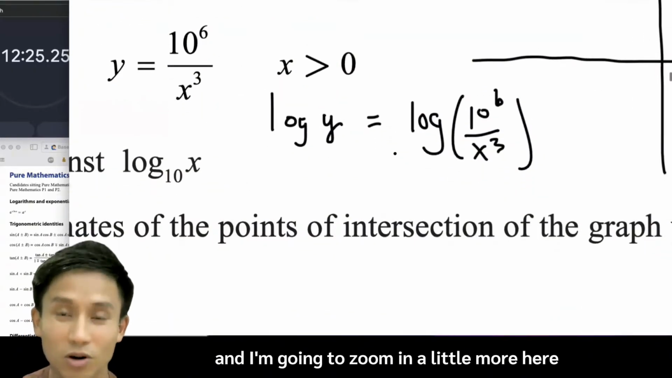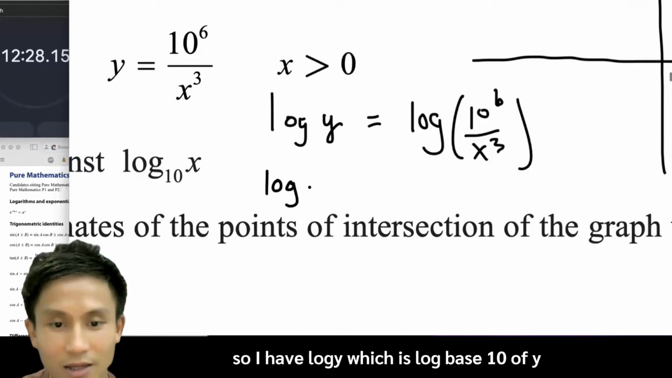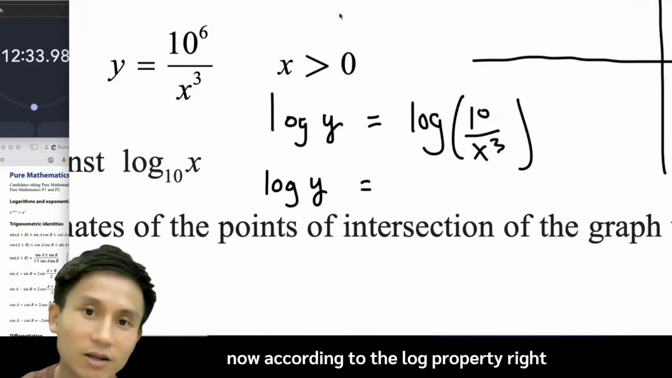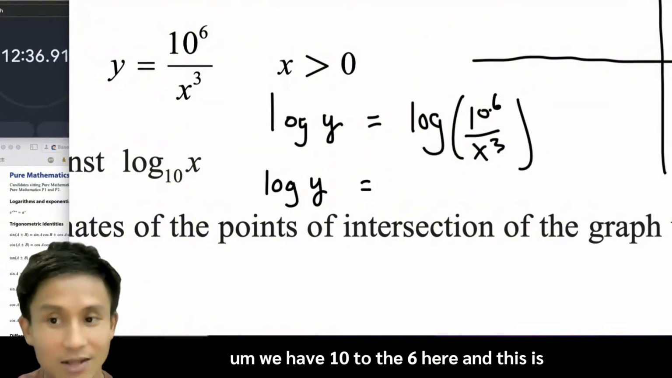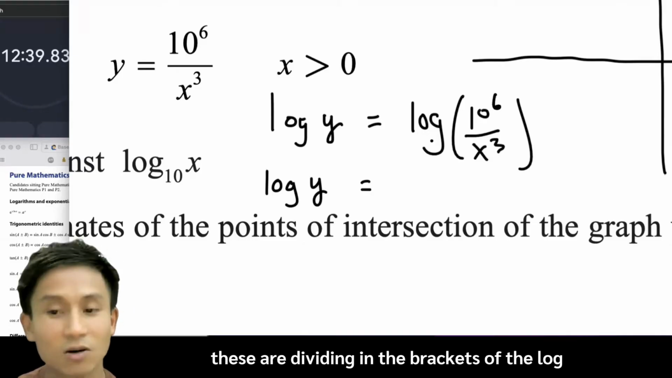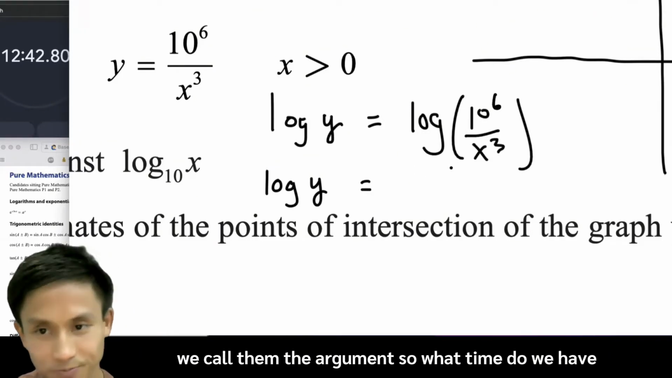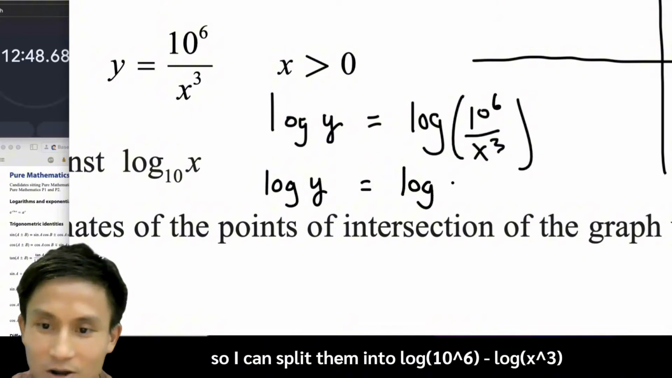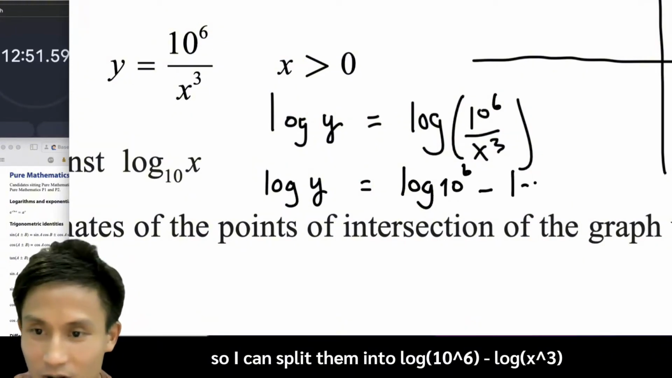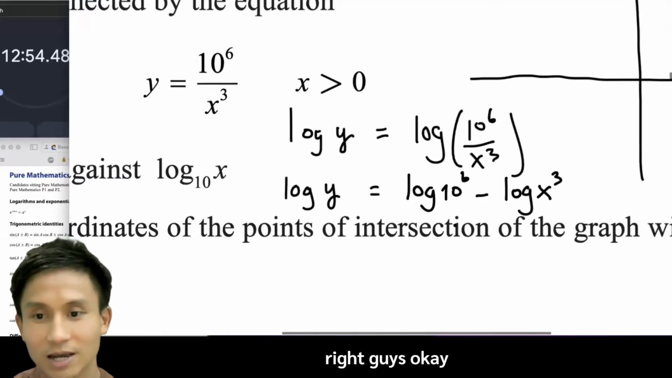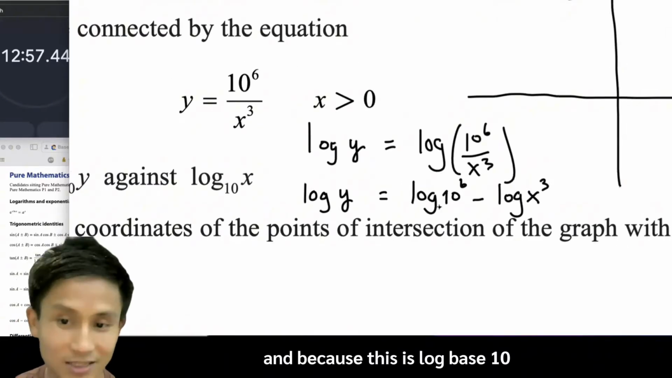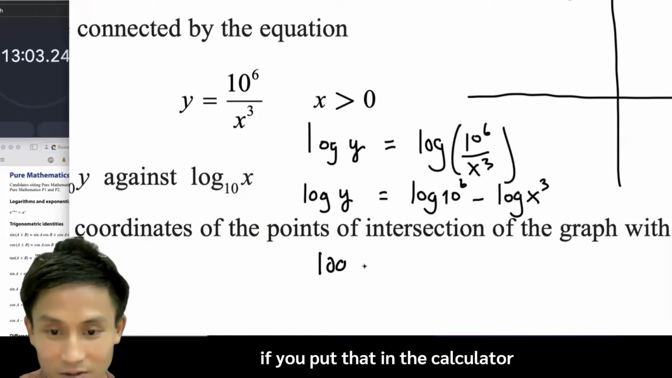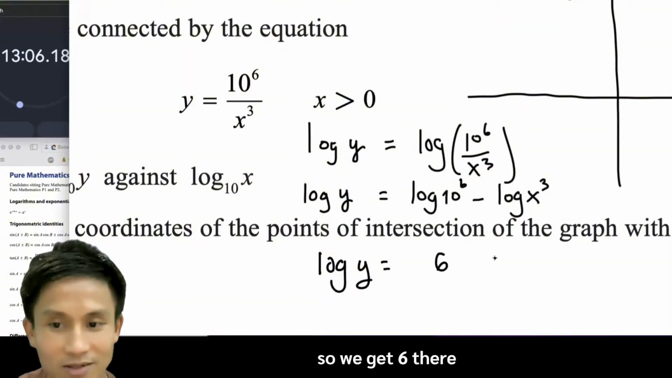And I'm going to zoom in a little more here. So I have log y, which is log base 10 of y. Now, according to the log property, we have 10 to the 6 here, and these are dividing in the brackets of the log. We call them the argument. So what time do we have? Just 12 past. Okay. So I can split them into log of 10 to the 6 minus log of x to the 3, right, guys? And because this is log base 10, log base 10 of 10 to the 6 should give you 6 if you put that in the calculator. I just don't have to. So we get 6 there.